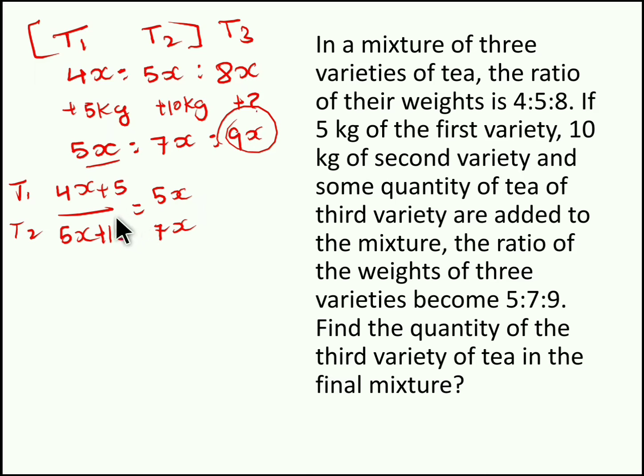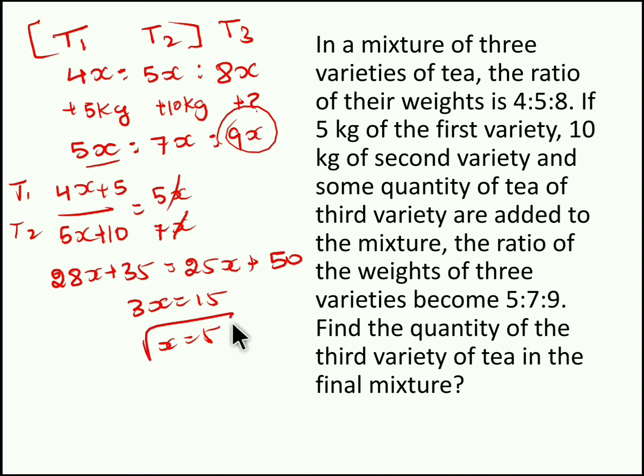So when you solve it, you will get the value of x. So x and x cancel. So 4 into 7, 28. 28x plus 35 equal to 5 into 5, 25x plus 10 into 5, 50. So 3x equal to 15, 1x equal to 5. Now you found 1 part equal to 5 kg. With this, you can easily find 9 parts is 9 into 5, 45 kg. So 45 kg is the final quantity of the third variety of tea in the final mixture.